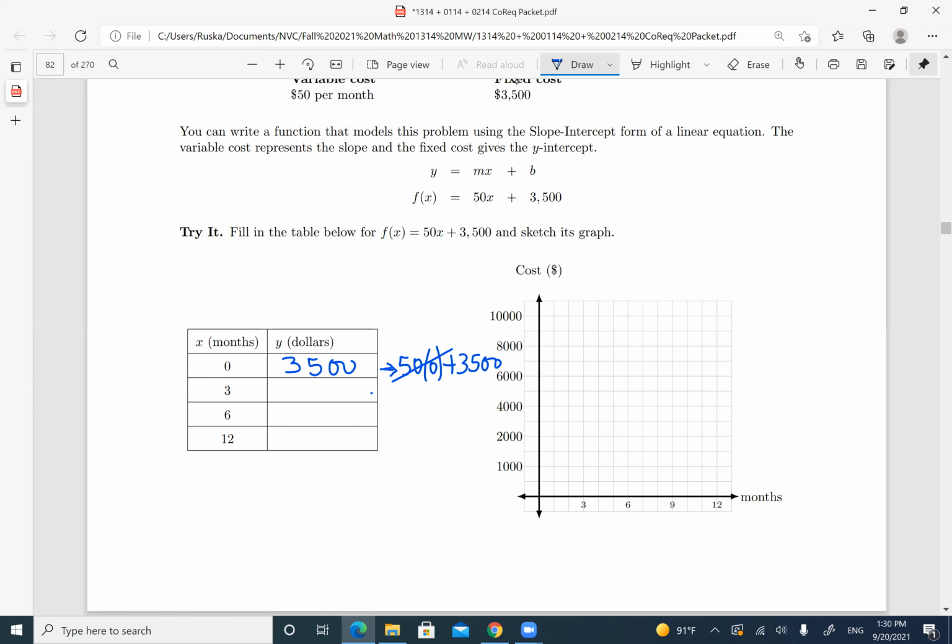Then the next one, I'm going to replace x with 3. So finding when x is 3 is going to be 50 times 3 plus 3,500. So what is that? 150 plus 3,500. What is that? 3,650, right? Okay. Then when you have x is 6, you're going to plug it in again.